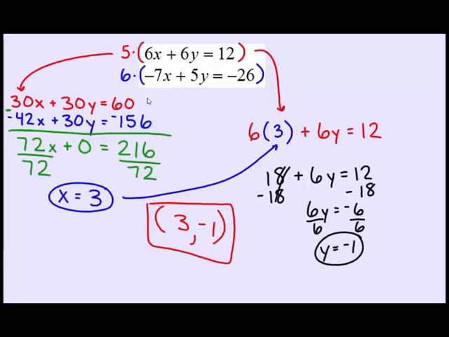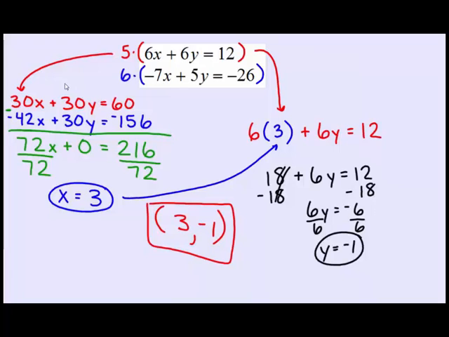In my case, I chose to go ahead and eliminate the y's. So I multiplied the entire top equation by 5 and the entire bottom equation by 6 in order to get a common coefficient here of 30. So 5 times 6 gives me 30x. 5 times 6y gives me 30y. 5 times 12 gives me 60. On the bottom, I'm multiplying everything by 6 in order to get that common coefficient. So 6 times negative 7x gives me negative 42x. 6 times 5y gives me 30y. And 6 times negative 26 gives me negative 156.